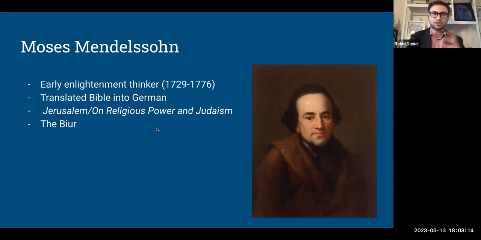And then finally, the most important thing that he writes is this massive tome called Jerusalem, and the subtext is on religious power and Judaism, where he puts forward an argument that predates a lot of other Enlightenment thinkers in arguing for a separation of church and state. And this is a masterful book, because he almost predicted the plight that European Jews were going to have over the next generation or two.